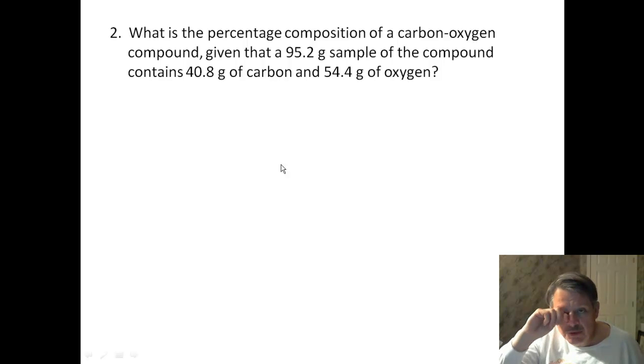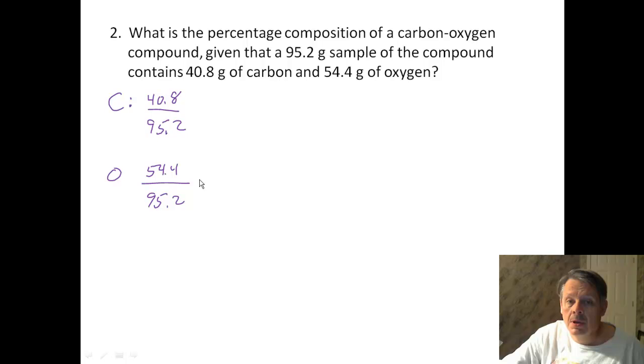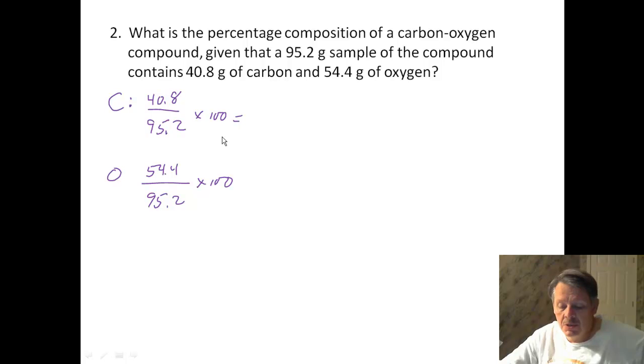All right, what's the percent composition of a carbon-oxygen compound, given that a 95.2 gram sample contains 40.8 grams of carbon? They've already done a lot of the work for us. Carbon is 40.8 grams, and I have to divide by the total, which is 95.2. And oxygen is 54.4, and I'm dividing it by 95.2. Again, I multiply by 100. I'm not going to show the multiply by 100 because frankly, I do it in my head, since this gives me a decimal and I multiply by 100. So it's 42.9%, and this is 57.1%. Again, they add up to 100.